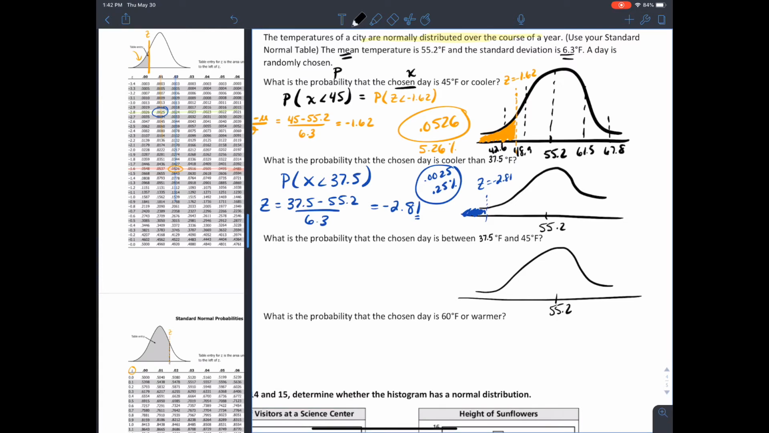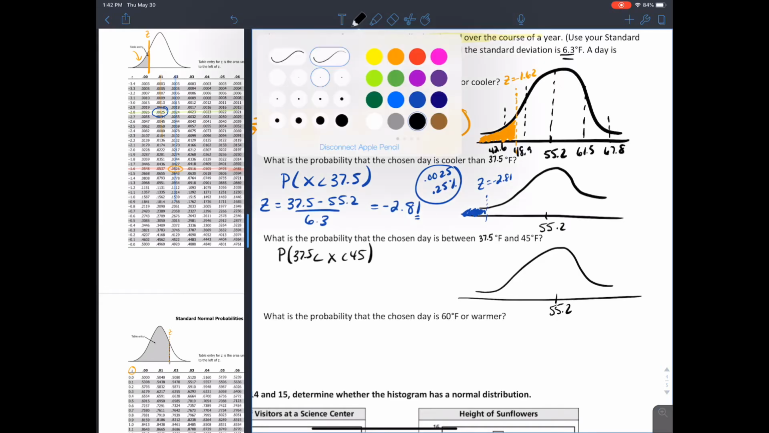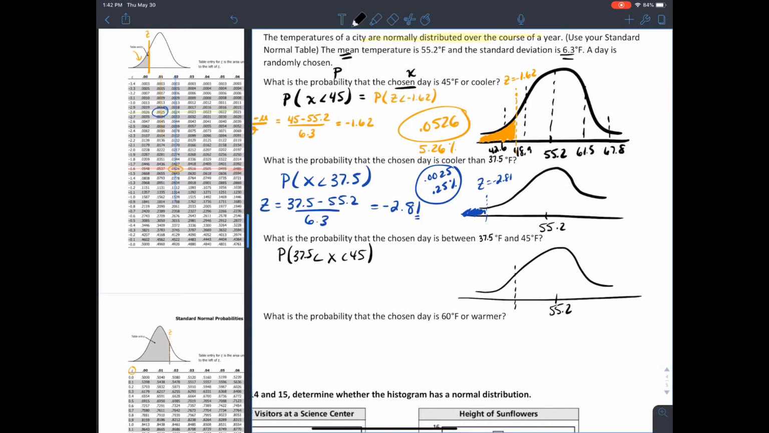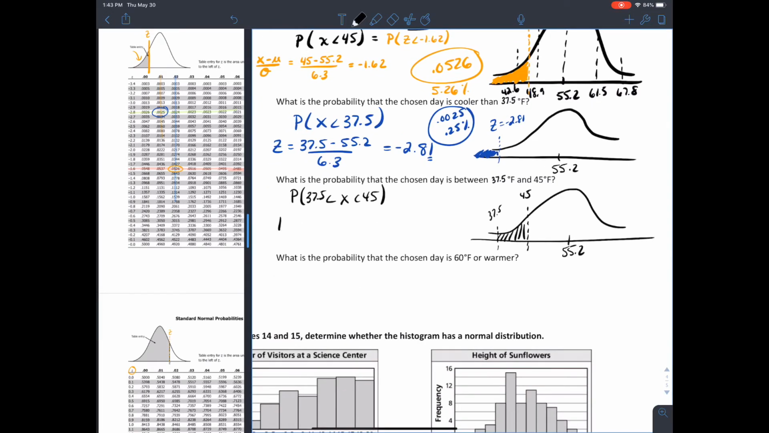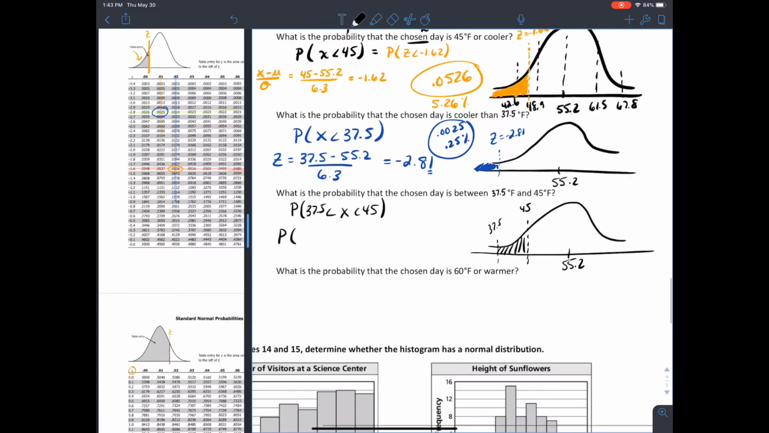But now in this case, they want us to find the probability that a randomly chosen day is colder than 45 degrees, but also warmer than 37.5. So if I tried to estimate that from our examples from before, this might be about 45 degrees, and maybe this is about 37.5 degrees. But again, I want the area in between, and neither of those is on a perfect standard deviation, so I'd have to convert those to z-scores. And we actually already did those z-scores in the first two examples.